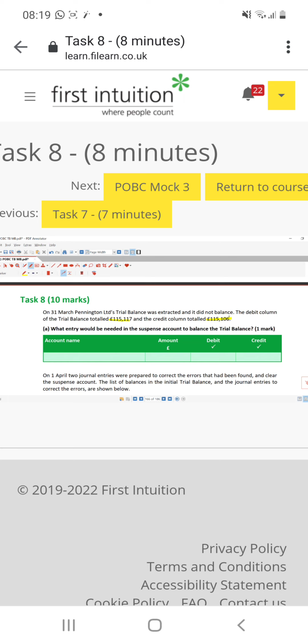So what we would clearly need here, and this will always go to the account name of suspense, is the difference between the two accounts, which we can clearly see is for £11.